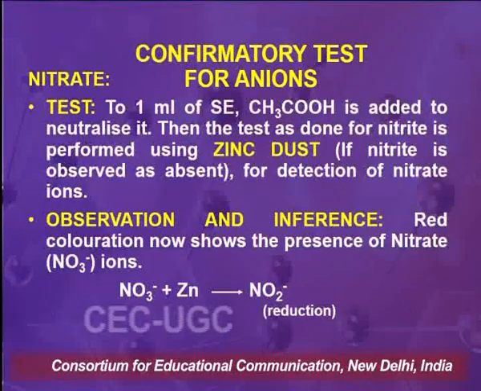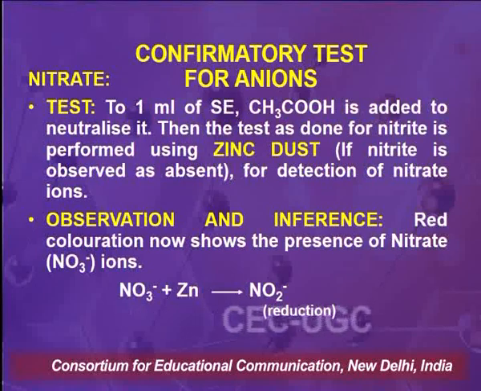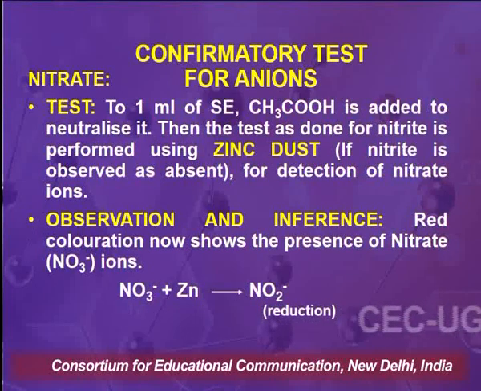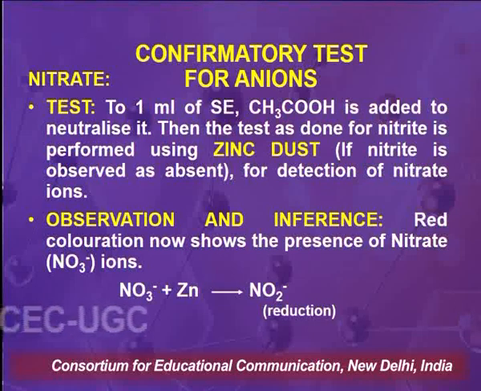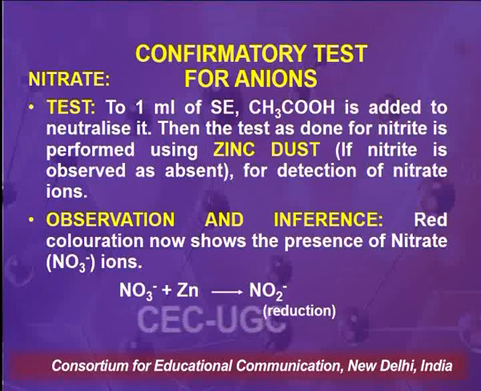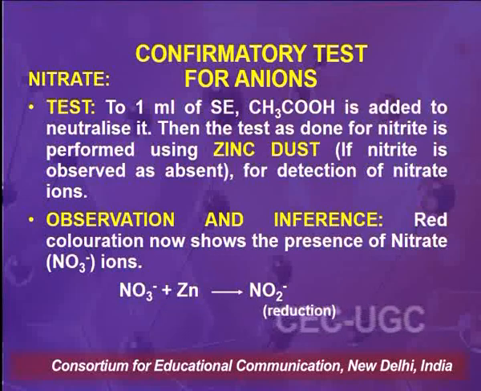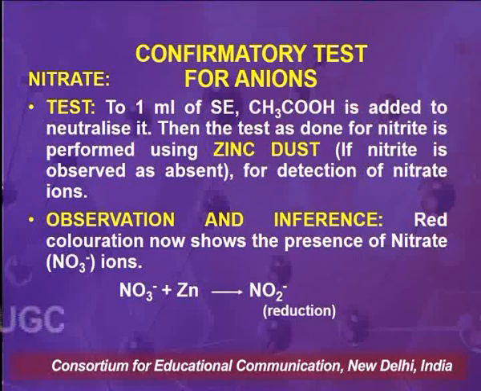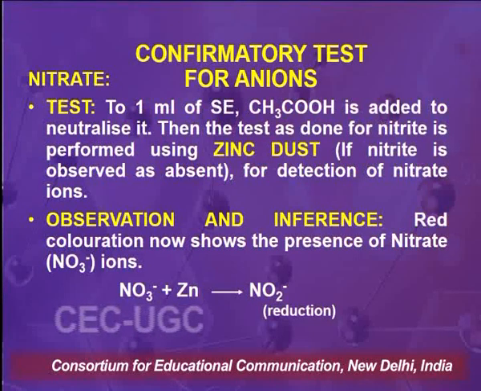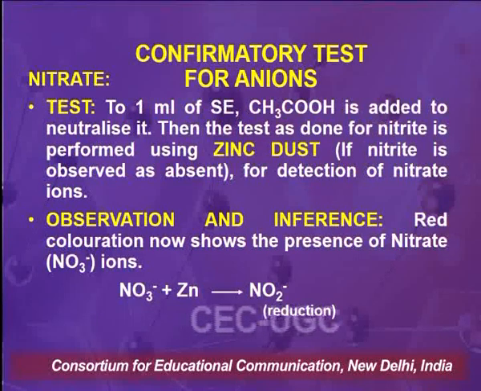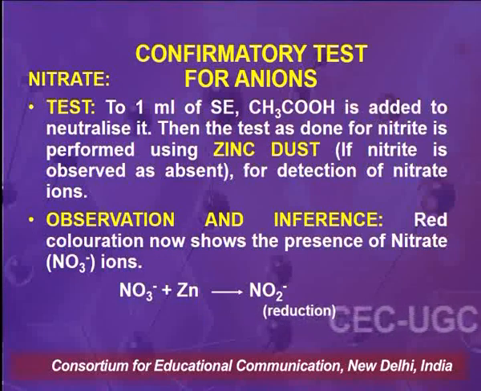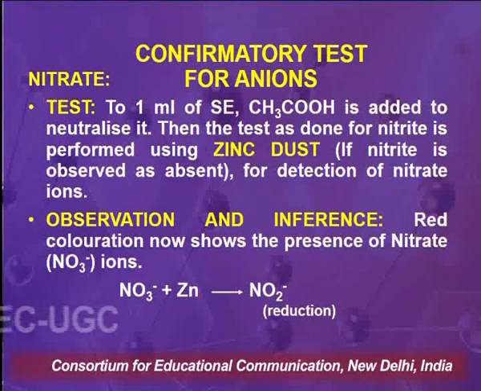Now this zinc dust test is to be performed if nitrite is observed as absent earlier in the mixture. That means the indicatory test for nitrite has been considered to be negative or absent, and this zinc dust test can be performed for the detection of nitrate ions only in that case. So observation red coloration now shows presence of nitrate ions as in case of the test of nitrite.